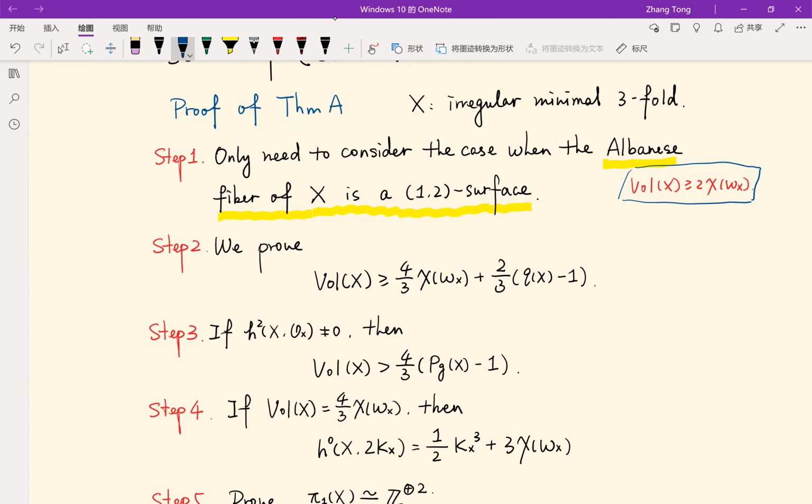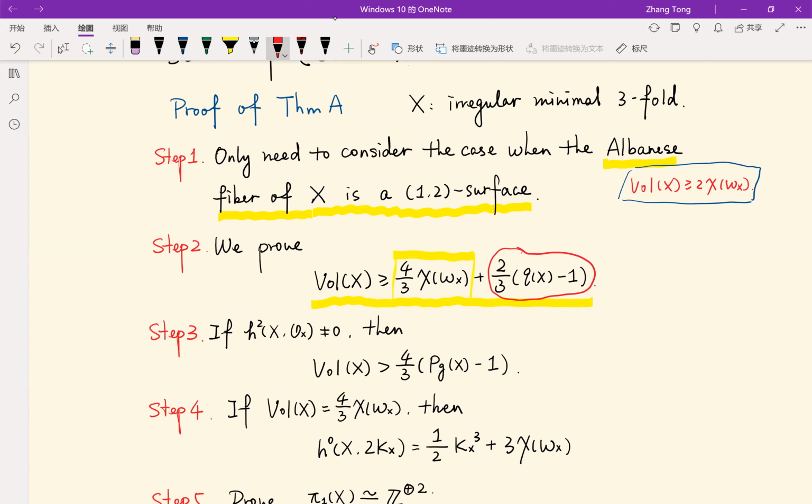And in step 2, I think this is the longest part of the paper, and we prove this inequality. So suppose that the Albanese fiber is a 1-2 surface. Then we prove that the volume of X is at least 4/3 times the Euler characteristic, and this is the part we want. And we also get an extra term. So this is the bonus part. So we have an extra term.